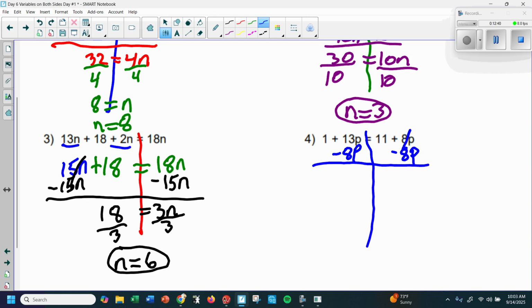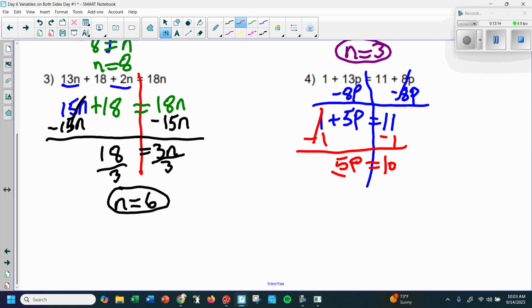How wonderful. And we get 1 plus 5p is equal to 11. So again, all I did was subtract the 8p, and for the 1 and the 11, since I didn't use it, I reused it. Now that we got the p's all to one side, let's get the numbers to the other. So if you're adding 1, let's subtract the 1. So now you get 5p, I hate my handwriting, equals 10. And you divide both sides by 5. And you get p equals 2.